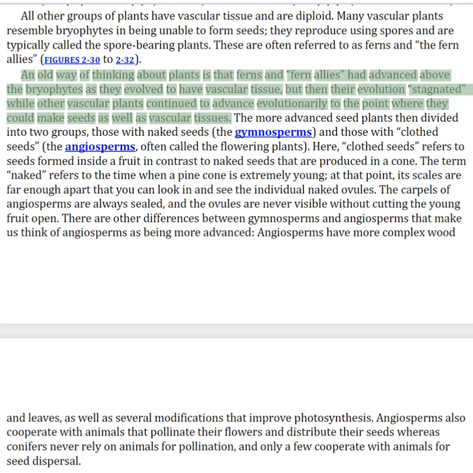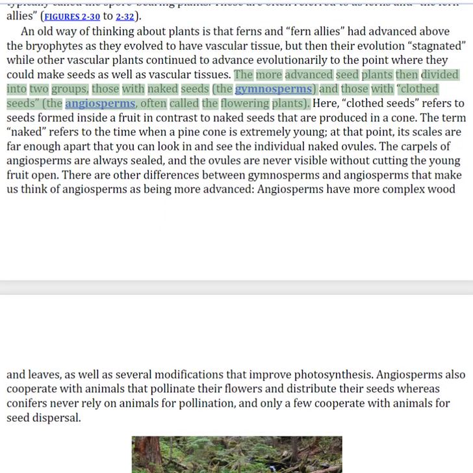An old way of thinking about plants is that ferns and fern allies had advanced above the bryophytes as they evolved to have vascular tissue, but then their evolution stagnated, while other vascular plants continued to advance evolutionarily to the point where they could make seeds as well as vascular tissues. The more advanced seed plants then divided into two groups, those with naked seeds and those with clothed seeds.